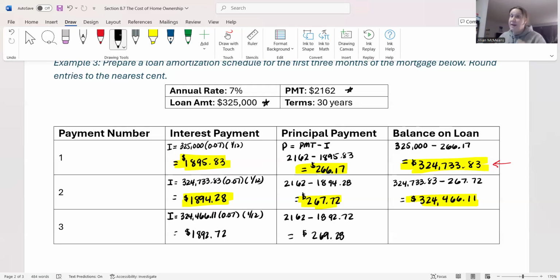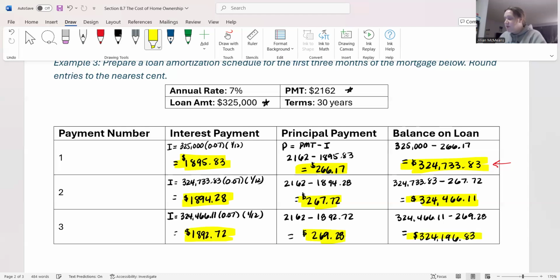So to figure out the latest balance, we take the previous balance, $324,466.11, and we subtract the principal payment, which is $269.28, and whatever is left over is what we still owe on our loan. So 324,466.11 minus 269.28. We still owe, after 3 months, $324,196 and an exhausting 83 cents.